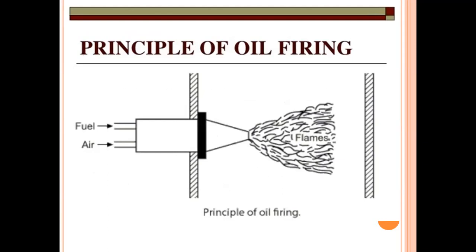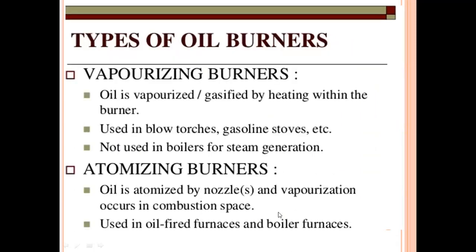Mixture of fuel and air producing flame. This is the principle of oil firing. Types of oil burner: vaporization burners. Oil is vaporized, gasified by heating within the burner, used in blow torch, gasoline stove, not used in boilers for steam generation. Atomizing burners. Oil is atomized by nozzle and vaporization occurs in the combustion phase, used in oil-fired furnace and boiler furnace.